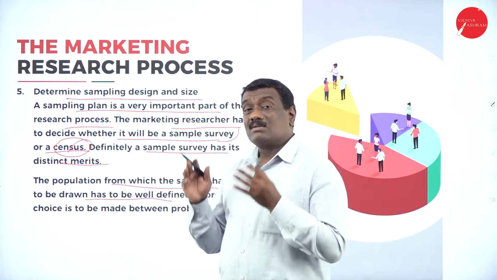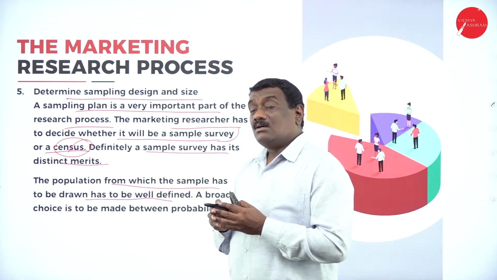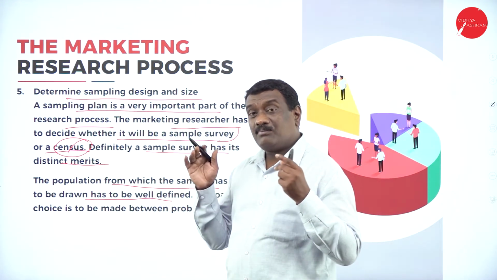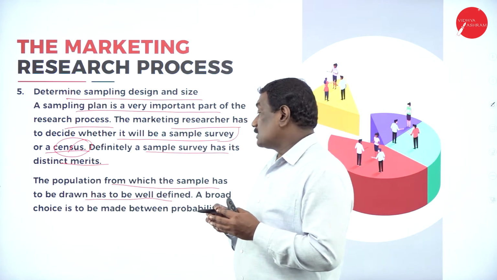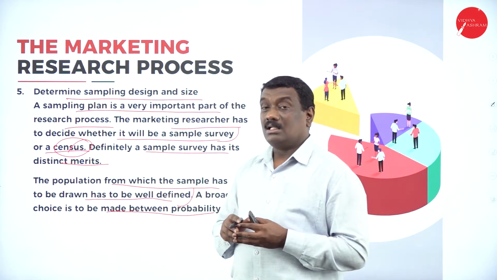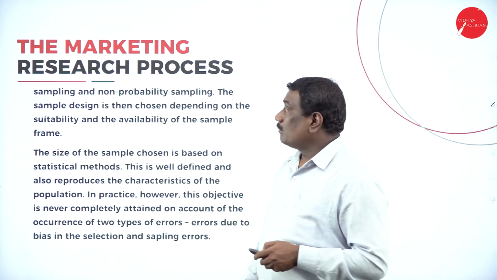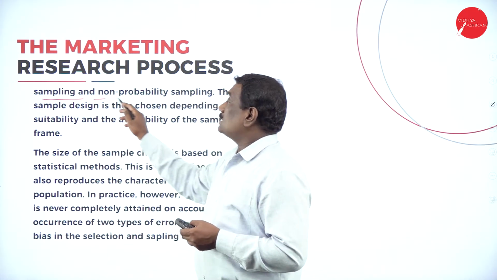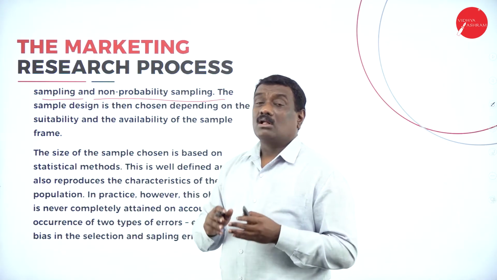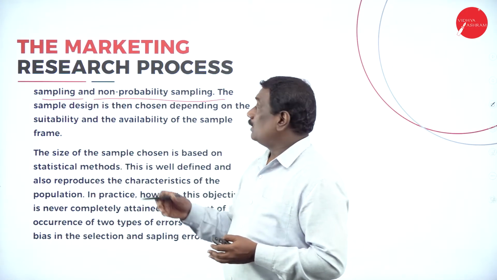Now, if you are planning to have a sample survey, then you need to decide from where you have to get it. So the population from which the sample survey can be done should be decided first, or defined well. The broad choice is to be made between probability sampling and non-probability sampling.